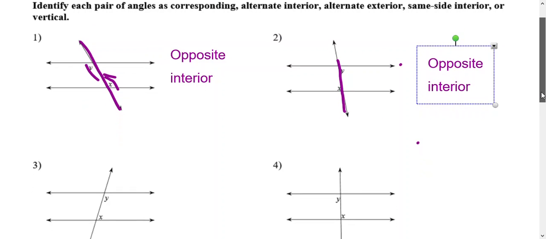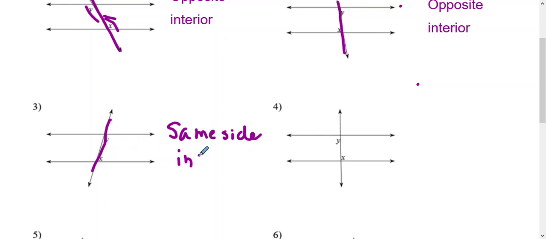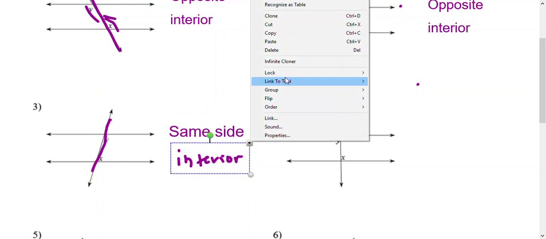Okay, going down to number 3, we have now angles that are on the same side of that transversal. So they're now same side. And they're inside of the lines, so interior. So we have same side interiors.